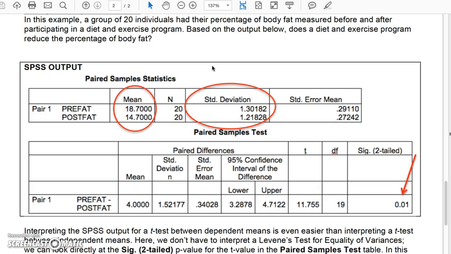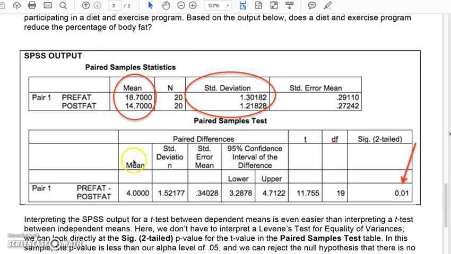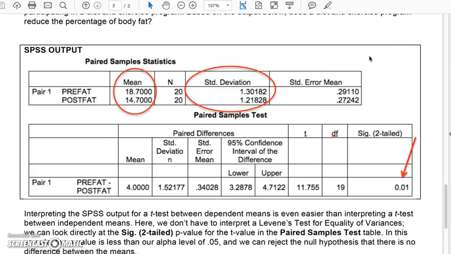Okay, so interpreting the SPSS output for a t-test for paired samples or dependent means is even easier than interpreting the t-test for independent means. The SPSS output that we get right here will look a little bit different but includes a lot of the same statistics. Here we don't have to interpret Levene's test for equality of variances. That's not a part of this paired samples t-test.